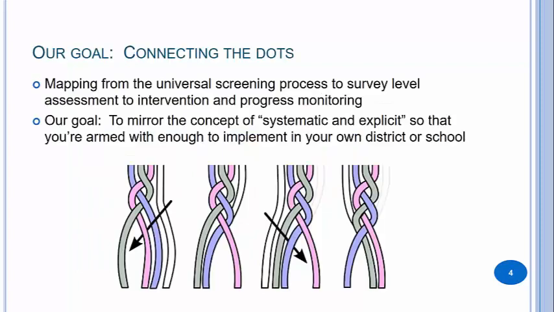Okay, great. Thank you. So our goal here, really, if you were able to attend our first webinar when we talked about the universal screening process and how to go from information to implementation, we want to make sure that we continue along this path for you of very explicitly mapping how you go from the universal screening process to what is called a survey level assessment, to actual intervention and progress monitoring. So our goal really is to mirror that concept of systematic and explicit so that when you listen to these webinars, you feel confident that you're armed with enough to implement in your own district or school.